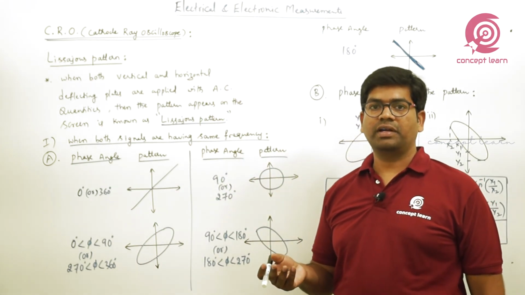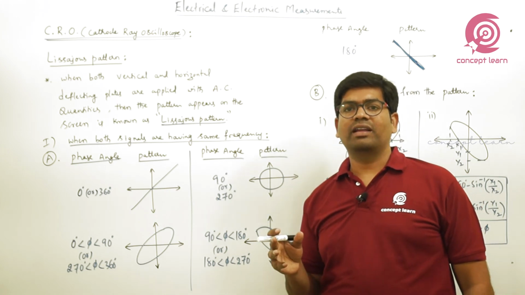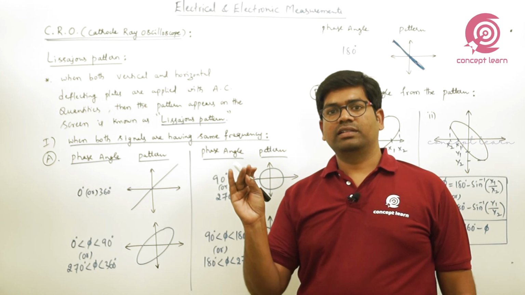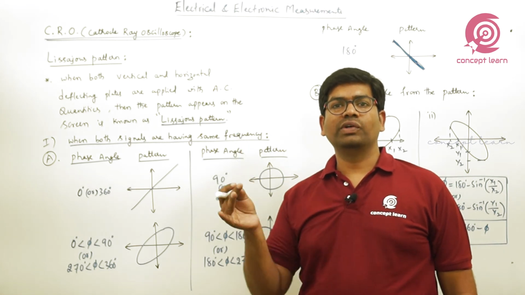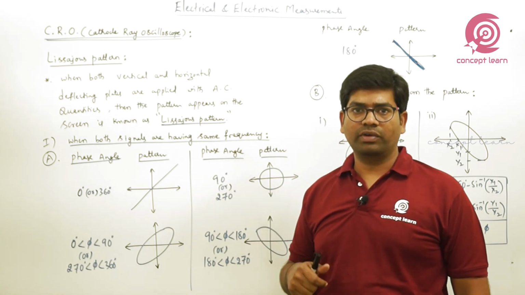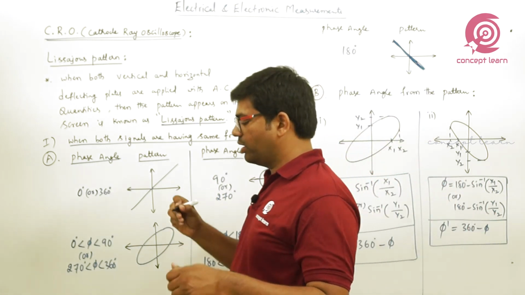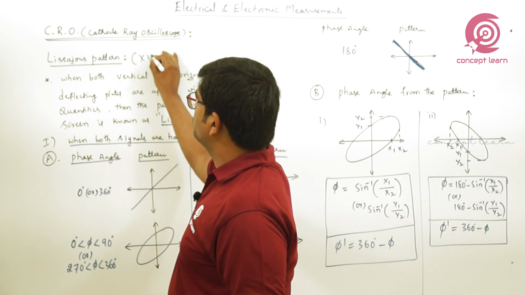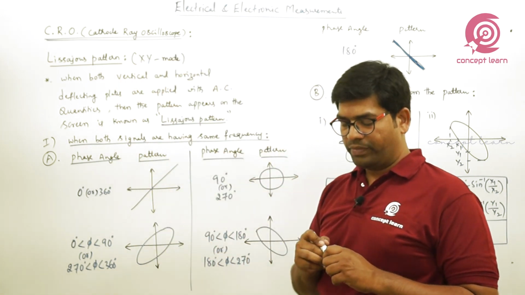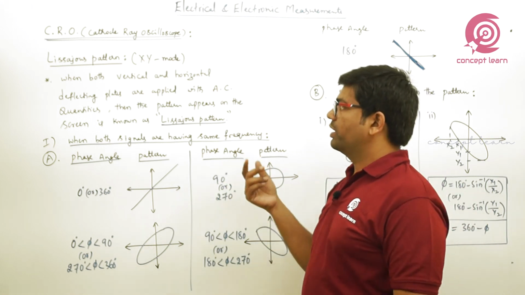The Lissajous pattern is nothing but, if you observe the panel board of your CRO on the right-hand side, we can keep it in channel 1, channel 2, or dual mode. Below that dual mode there will be XY mode. How do we get the Lissajous pattern? When you keep it in XY mode, we get the Lissajous pattern. What is the Lissajous pattern or XY mode?